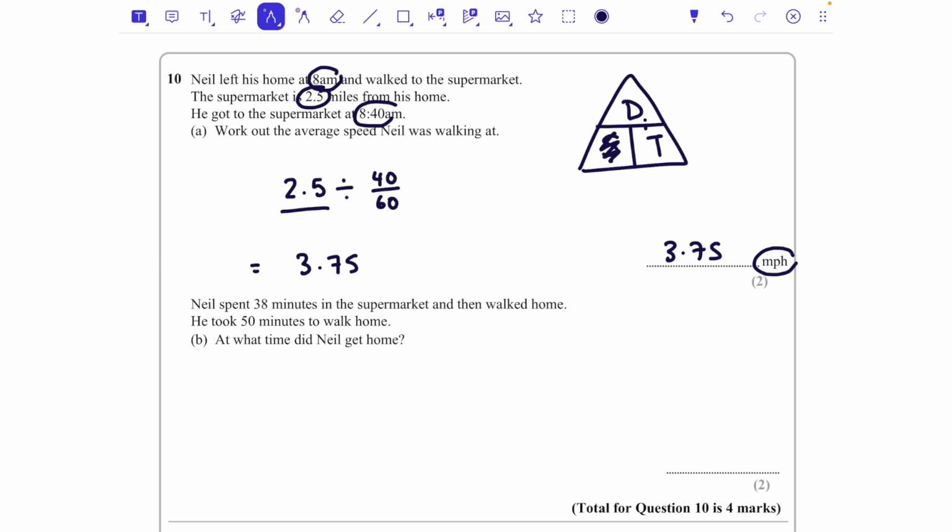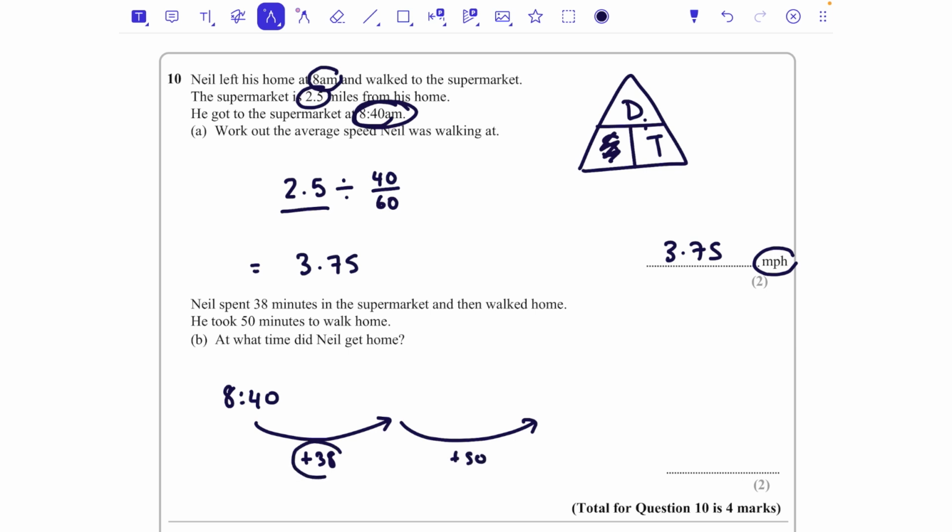For part B, Neil spent 38 minutes in the supermarket and then he walked home. He took 50 minutes to walk home. At what time did Neil get home? So it's 38 minutes in the supermarket. He got there at 8:40. We've got that from the question at the top. 38 minutes in the supermarket and then 50 minutes to get home.